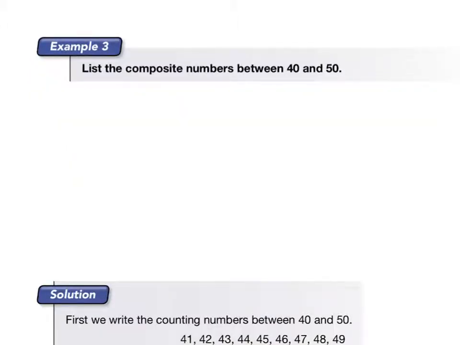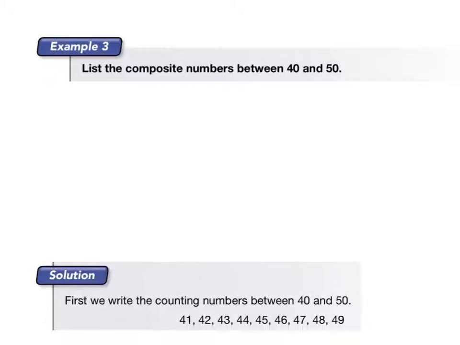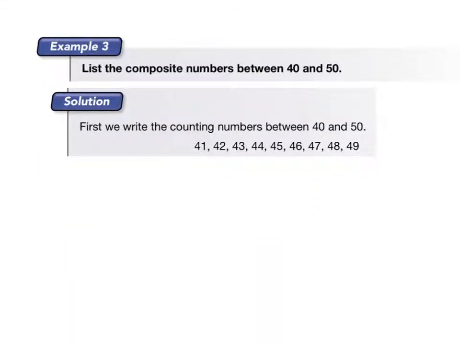All right, this says, write this down, example 3, list the composite numbers between 40 and 50. So write that sentence down. List the composite numbers between 40 and 50. And here we have the counting numbers between 40 and 50. So these are the counting numbers, but we need the composite numbers.